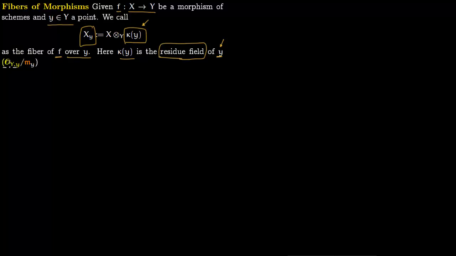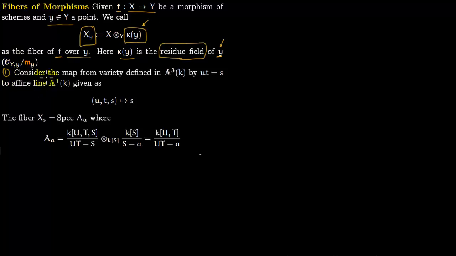So let us do example number 1. You consider a map from a variety. The variety is defined in 3-space, so there are 3 variables, ut is equal to s, and from 3-space you go to the affine line. So we have the simple projection map (u, t, s) gets mapped to s. So this variable just gets projected here, and these two just go away. So this is a simple projection map.